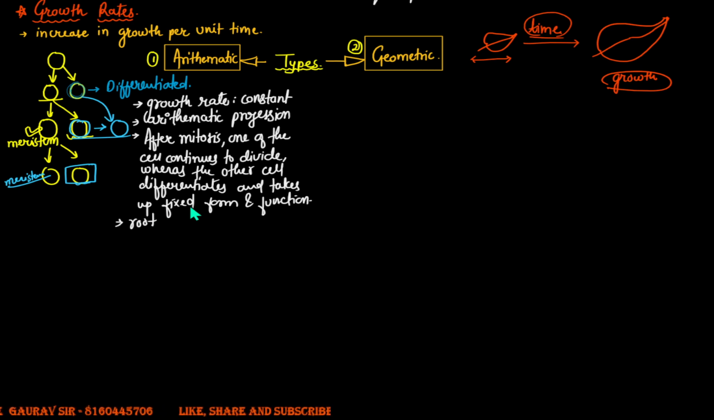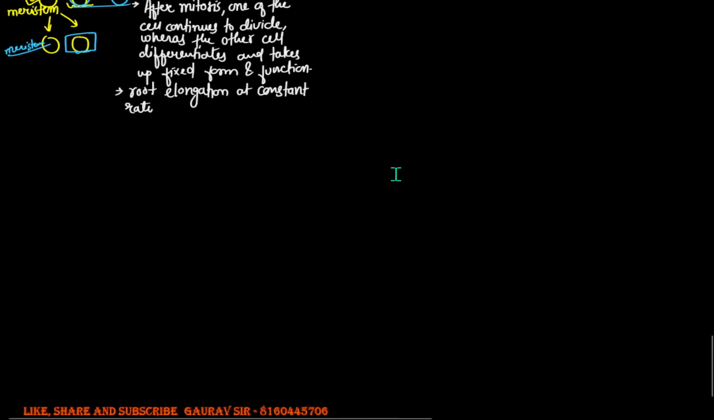It is seen generally in the root. The elongation of the root occurs at a constant rate. Now we can take a few scenarios and understand how this process of arithmetic growth works at a constant rate. So let's take up a scenario.